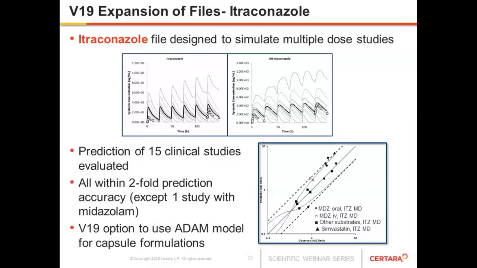The graph at the bottom here shows the prediction accuracy of clinical studies with the observed AUC ratio shown on the x-axis and the predicted AUC ratio on the y-axis. And it shows that all of the simulations here fall within a twofold prediction accuracy using the first order model. In version 19, we've expanded the file to allow the user to select the ADAM model to account for dosing Itraconazole as a capsule formulation. And this can be switched on to be used with other complex interactions, such as with midazolam and other drugs which are dosed in specific formulations.